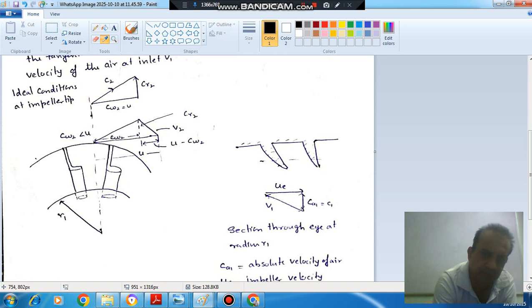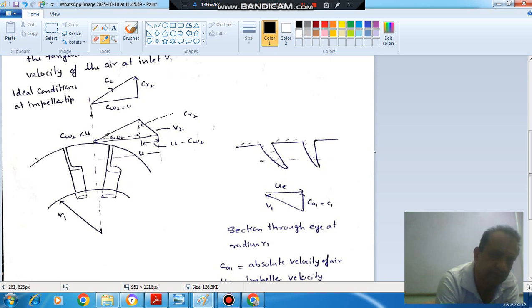So this is the inlet diagram. This is your axial velocity of air, and this is the only component of velocity of air at the inlet. This is the impeller speed, and this is your relative velocity. And this is the actual outlet velocity diagram. In this, this is the radial component of speed, this is your whirl component of speed, and this is the impeller tip speed U. Okay, and this is the absolute velocity.